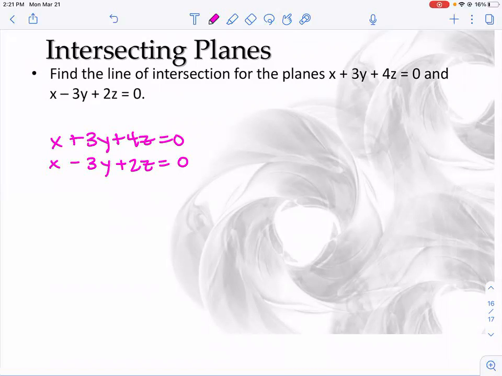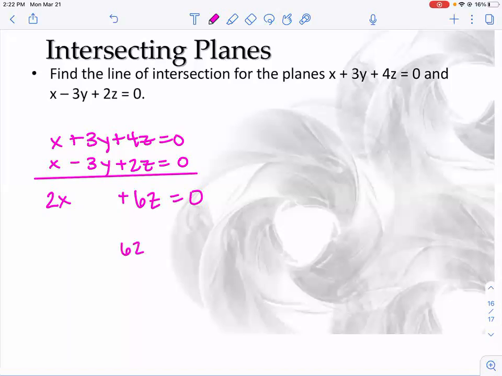If we wanted to eliminate x, we could multiply one of the equations by -1, but it's not going to matter. We are left with 2x plus 6z equals 0. Okay, or 6z equals 2x, aka z equals 1/3 x. What? Oh, negative. There's a negative. Sorry.